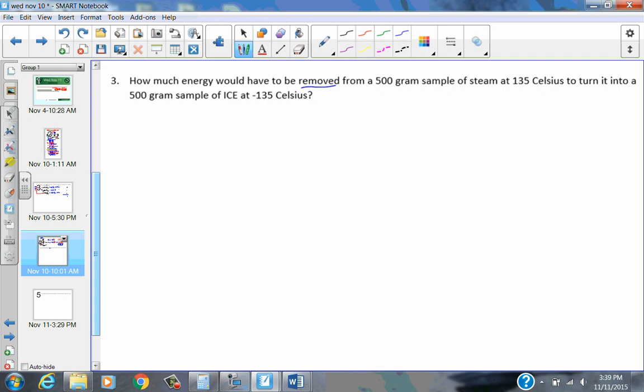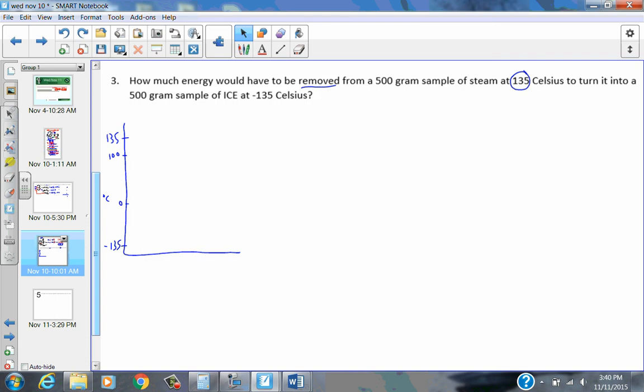I'm removing heat, so it's going to be cooling. But more importantly, it tells me that it's going to start at 135 Celsius, and it's going to turn into ice. Holy Cthulhu, this is going to be a tricky one. Negative 135 degrees Celsius. This does not have to be to scale, but 0 would probably be up here somewhere, and 100 would probably be up here.